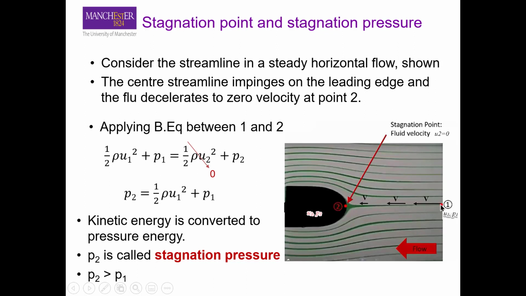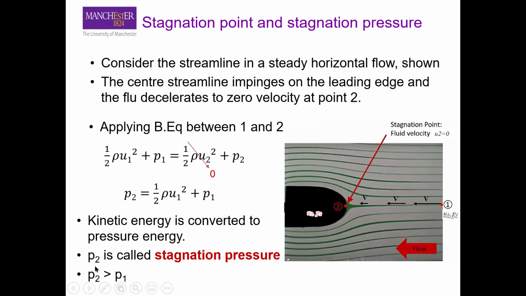It means that as you are moving from point 1 to point 2, the dynamic pressure that was half rho u1 square actually converted into static pressure at point 2. Okay, so the pressure at point 2 is larger than the pressure at point 1 because that dynamic pressure converted to static pressure at point 2. Okay, and that's what it says here.